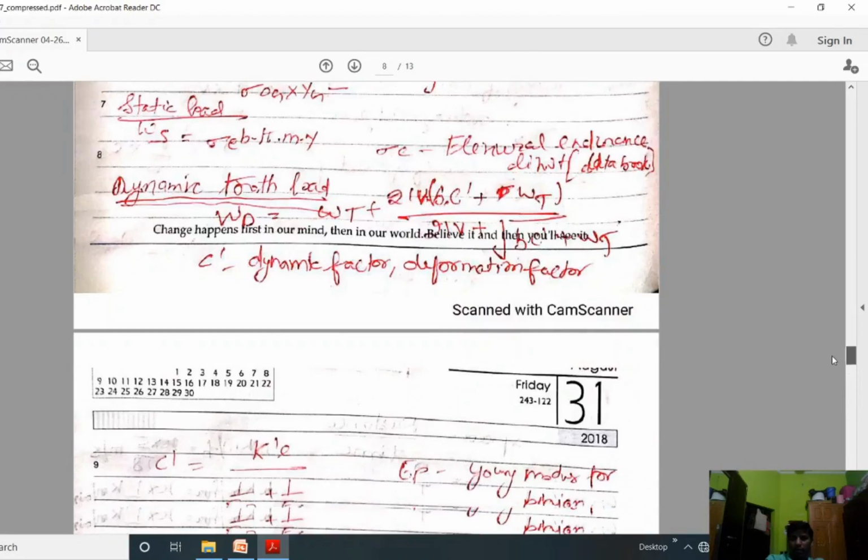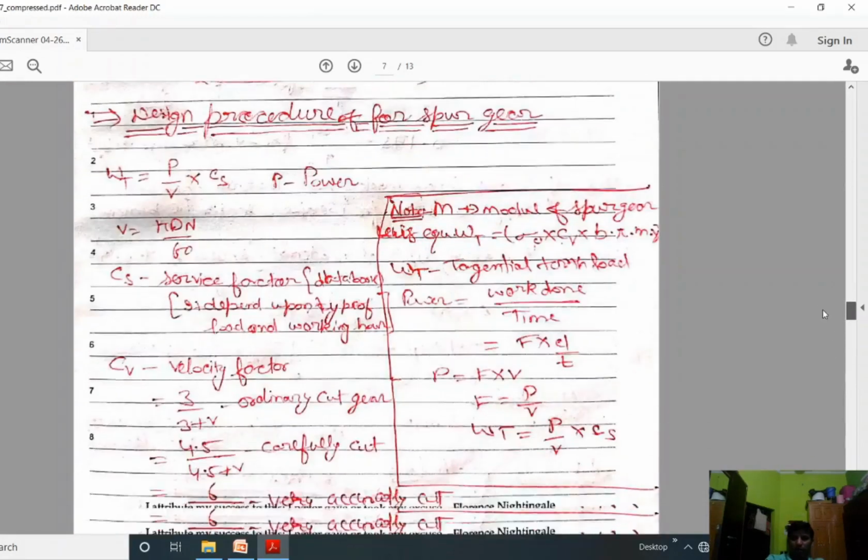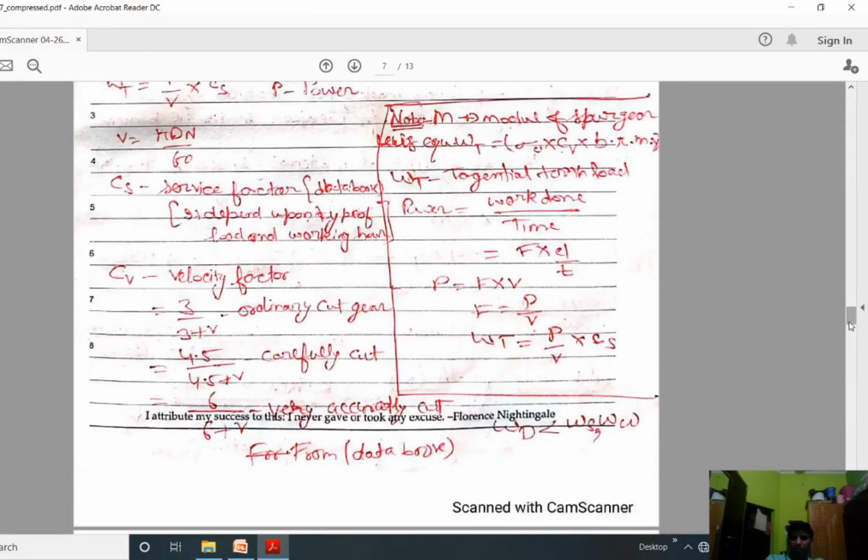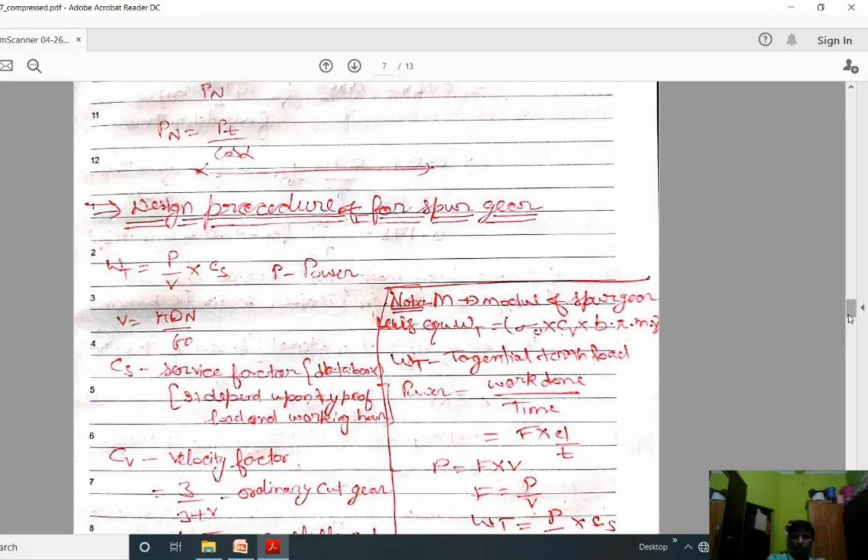Point about the solution of the numerical problems. So I also show you some steps about the formulas. You may get the ideas how we take the formulas. So the design procedure of spur gear is: WT here is what? WT here is the tangential load on the tooth. That is the tangential load on the tooth of the gear.